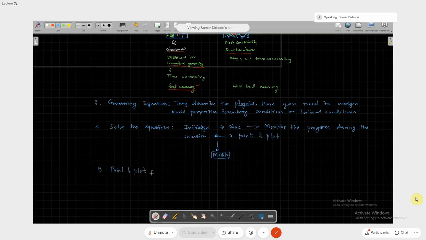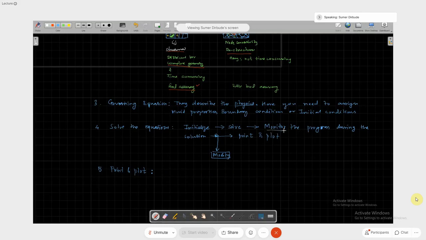So those who have gone through this computational laboratory, they might have come across these steps. They may be feeling a little familiarity with this kind of procedure, though maybe not exactly. Now print and plot. Before that, monitor.